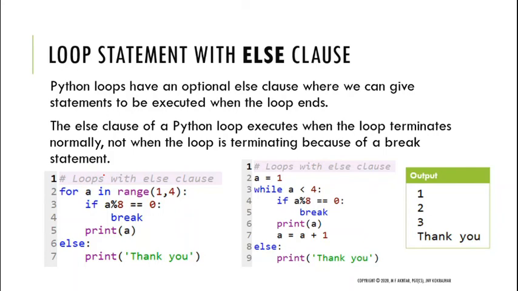But there is a catch. What is that catch? The else clause of a Python loop executes when the loop terminates normally, not when the loop terminates because of a break statement. If the loop terminates using the break statement, then the else part won't be executed. Only when the loop terminates normally is the else part executed. If every step of the loop statement is executed, then only the else part statement is executed. Understood? See the example here.